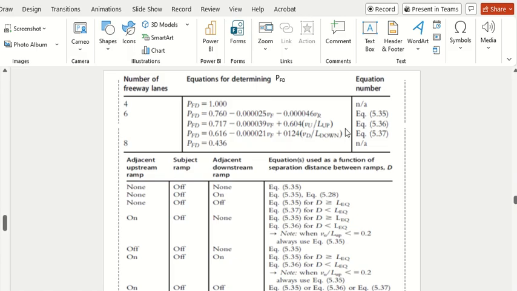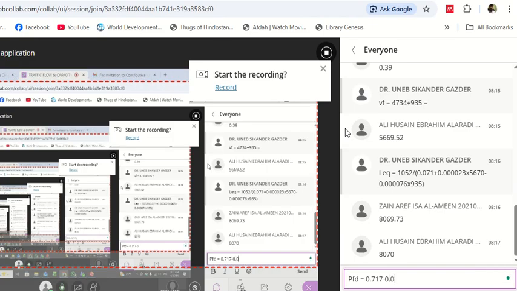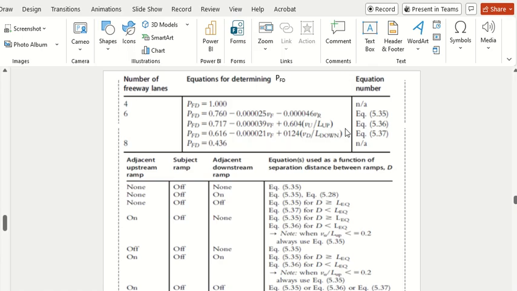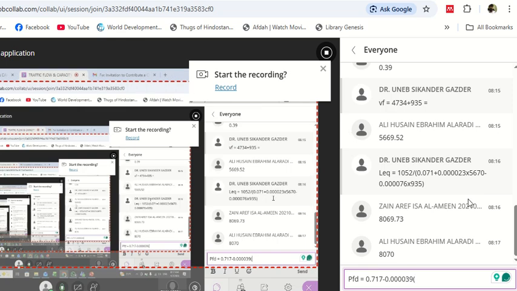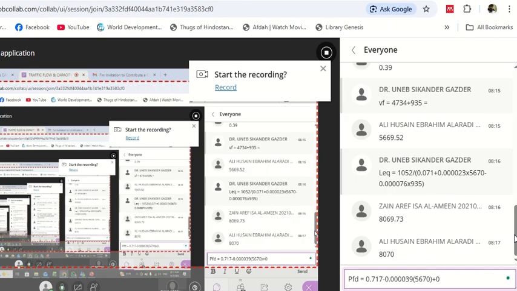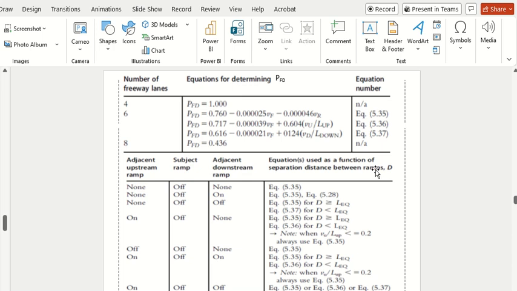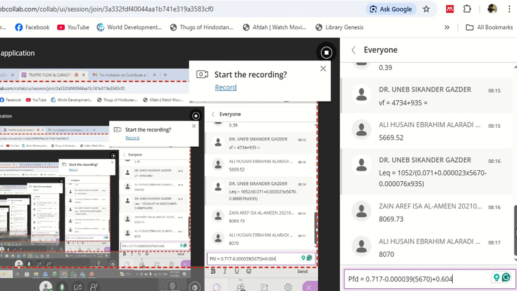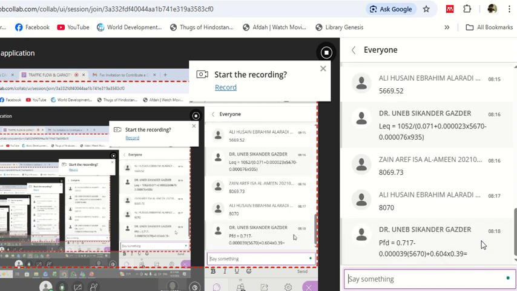Okay, so PFD will be 0.717 minus 0. Freeway, it was 5670. U upon L up, you already calculated it. This ratio you already calculated. It was 0.39. So I'll directly put the value here. So how much is this?